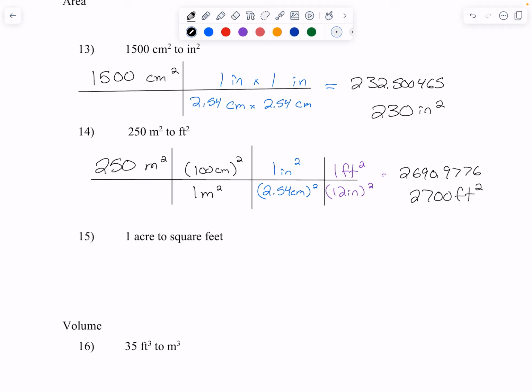So to me, that's a very good size house. That's a big house, if that was a house. So 250 square meters, saying, oh, that's small. No, that's pretty big.